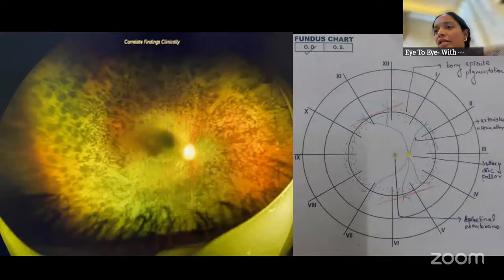Okay. So there are some problems with the fundus diagram. Whenever you draw the disc, it has to be outlined in black.